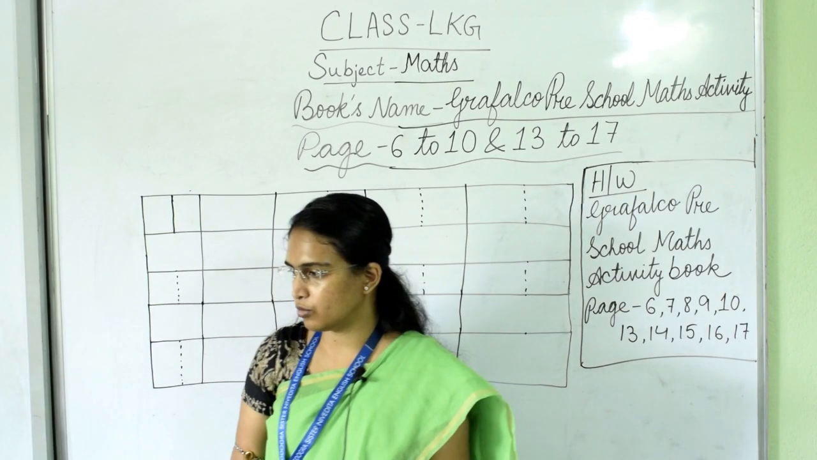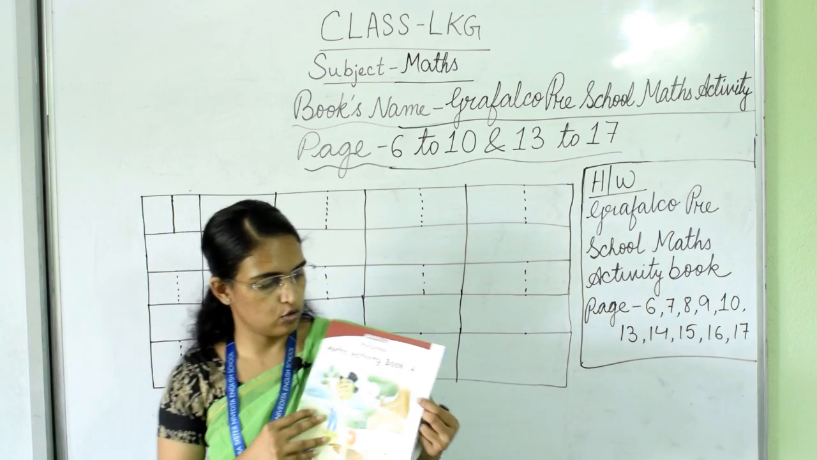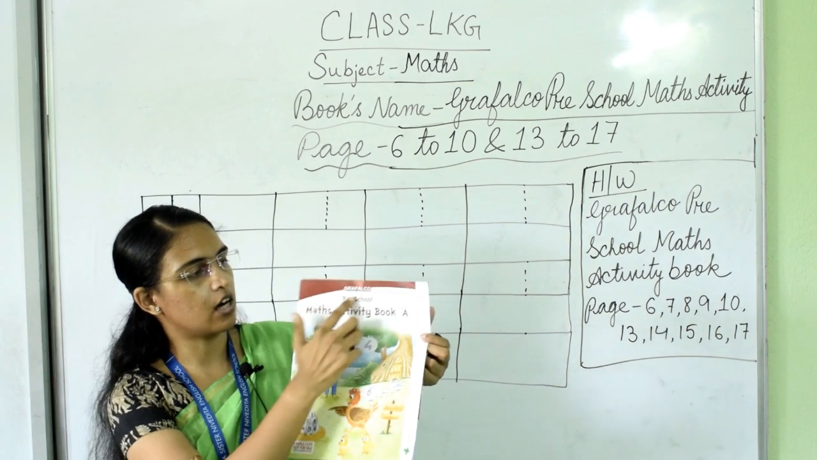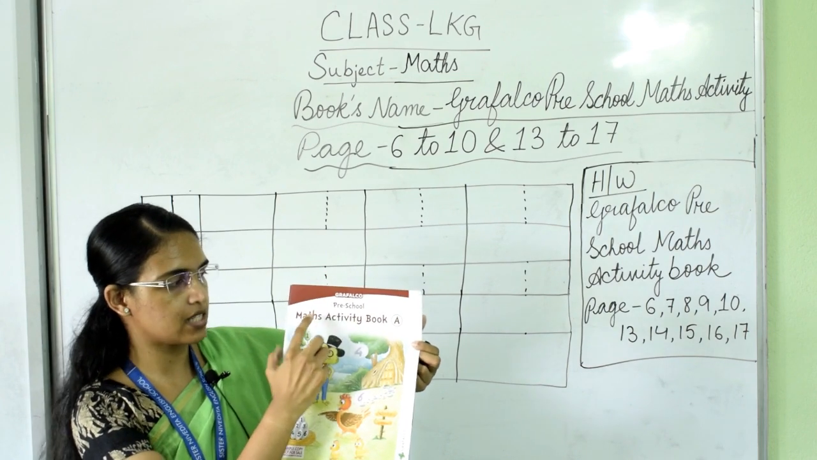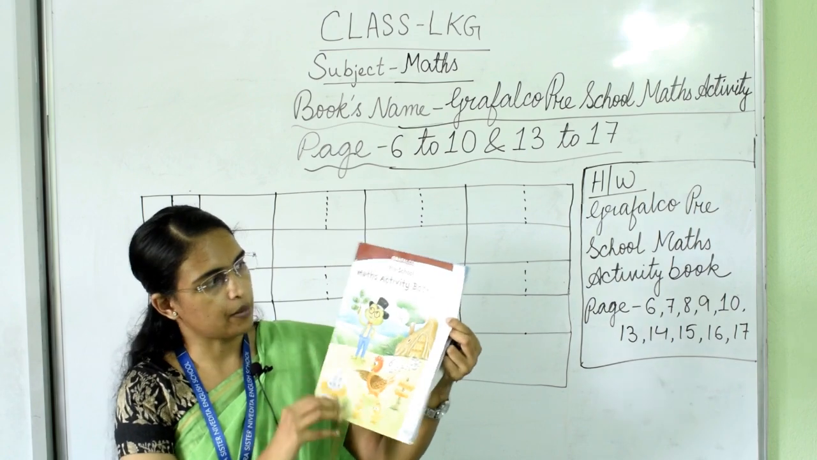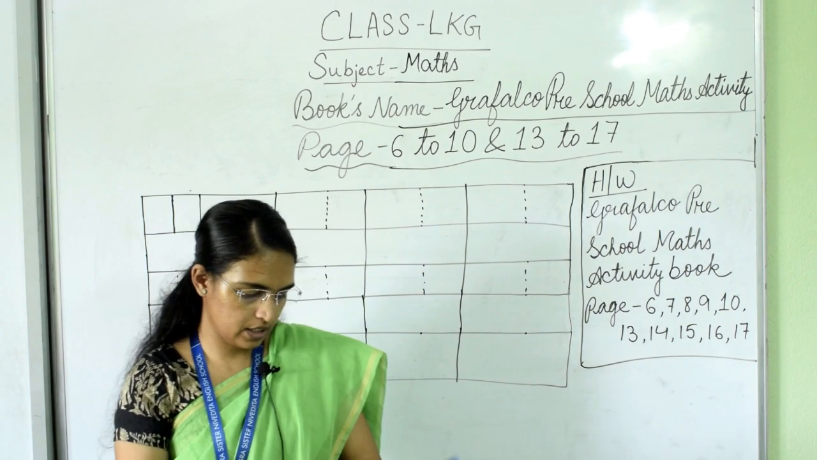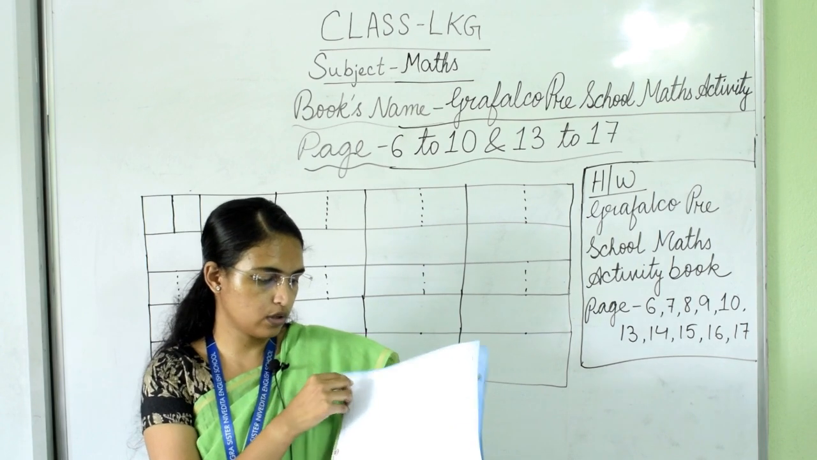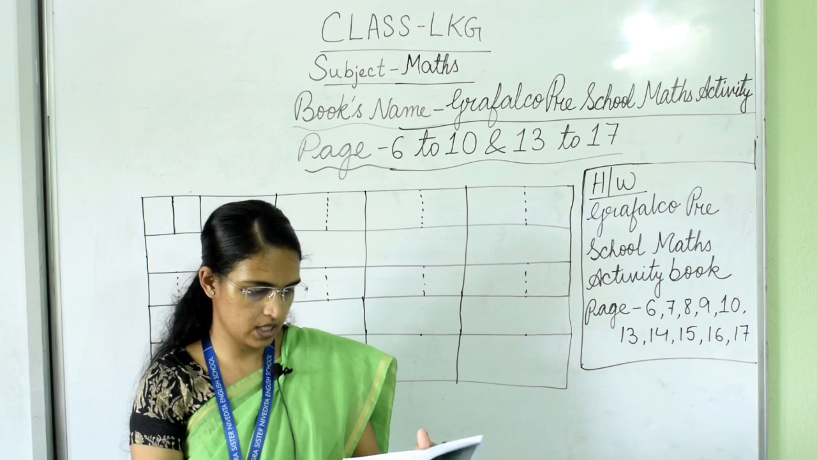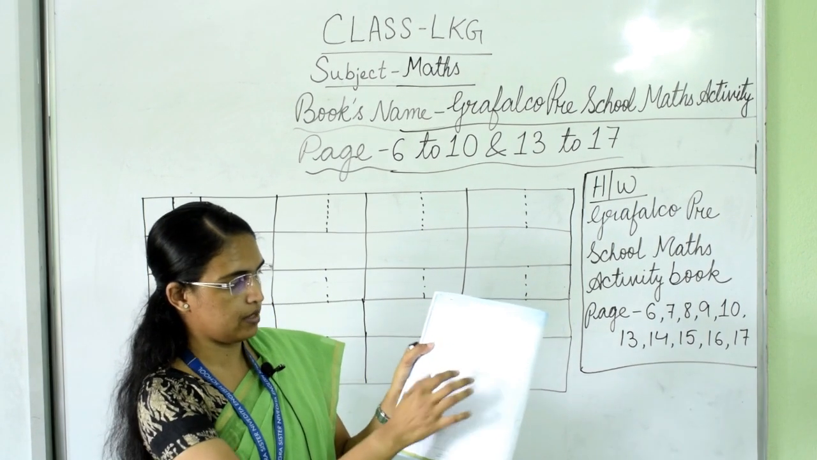Okay, now we have done one maths book. Now we will do another one. Okay, so your other book is Grafalco Preschool Maths Activity Book. Take out this book, Maths Activity Book. Okay, now after taking out this book, come to page number 6. That is this page.